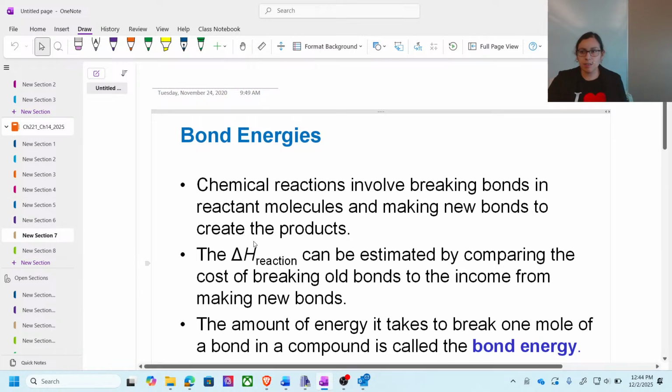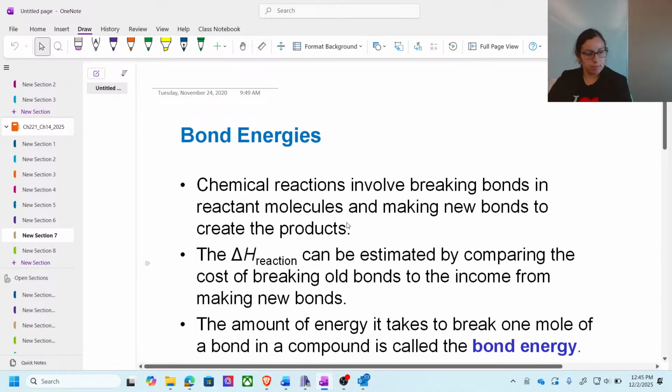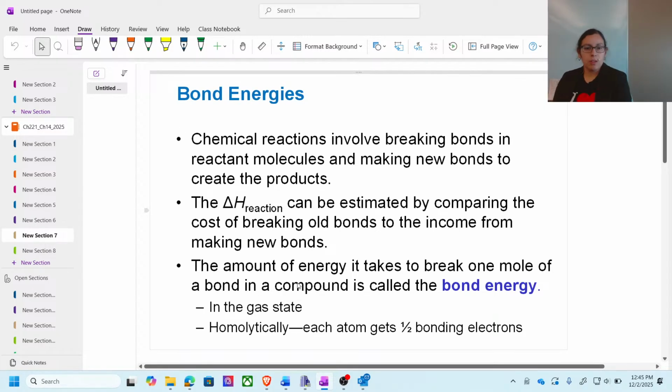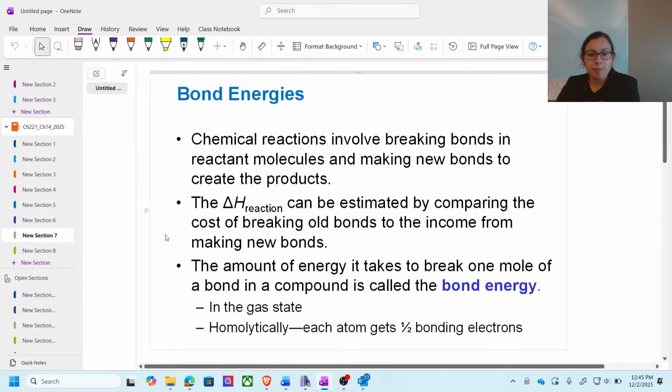And so like we kind of teased at the beginning, the other way that we can quantify our energies is within the bond itself. Of course, chemical reactions involve breaking or making new bonds to create our product. Oh, we're almost out of time too. And so we can also use our enthalpy, and figure out the enthalpy of our reaction by comparing our cost of breaking old bonds to the income from making new bonds.